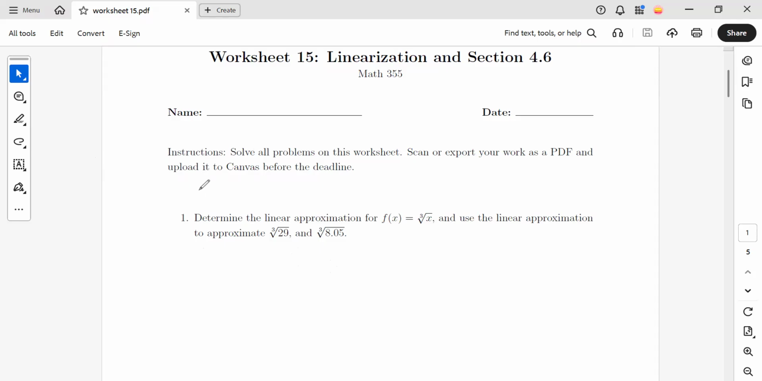We have the formula L of x equals f of a, the function at the point that we know the answer for, or close to the one that we are going to find, plus f prime of a times the difference between the point that we know and the one that we are going to find. So in here, f of x is cube root of x, and we can write it as x to the power 1 over 3 to take the derivative.